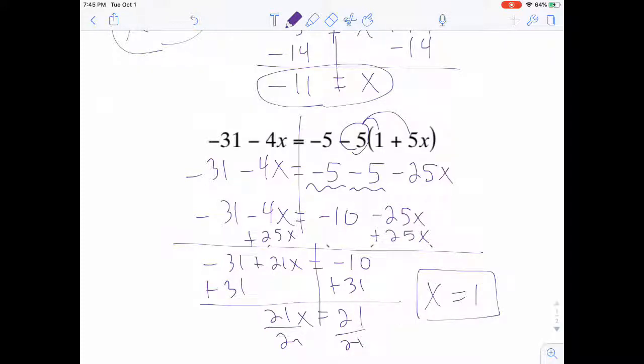Alright, there are 2 examples for you. Again, use those steps that we talked about. Distribute, combine like terms on either side, use inverse operations to move the variables and the constants, and then solve as is.